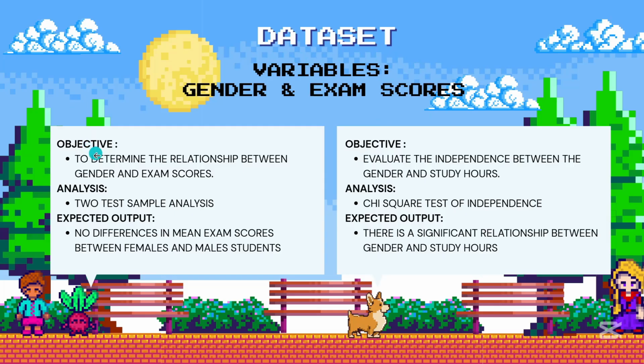The first objective is to determine the relationship between gender and exam scores. We used a 2-sample test analysis and expected that there is no difference in mean exam scores between female and male students. The second objective is to evaluate the independence between gender and study hours. In order to accomplish this objective, we use the chi-square test of independence, and we expect that there is a significant relationship between gender and study hours.